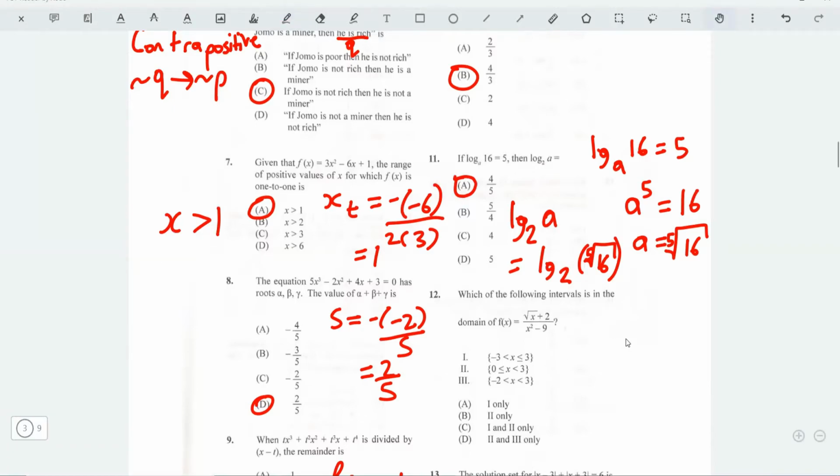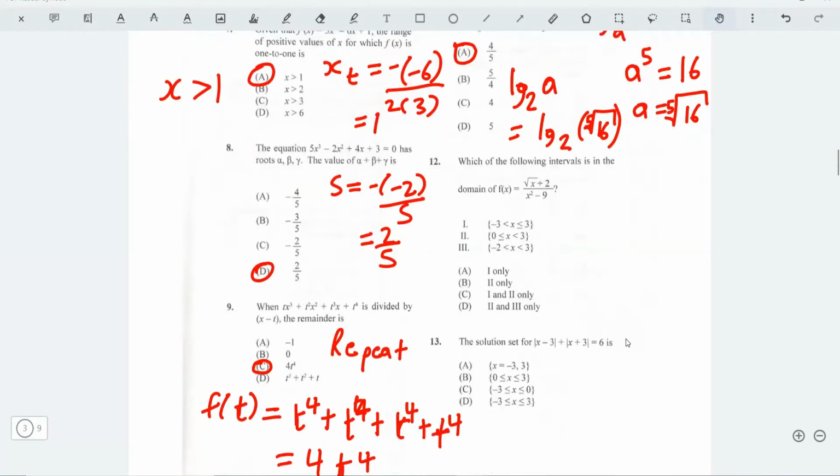We're done. Nice. Question 12 says, which of the following is the interval of the domain of f of x? Where's the function valid? Now, this function is definitely not going to be valid when x equals 3 or when x equals negative 3. So those can't be in the answer. That's where it's not valid.